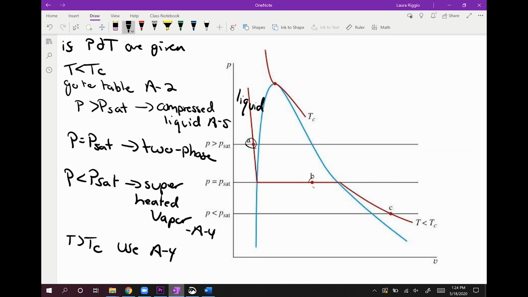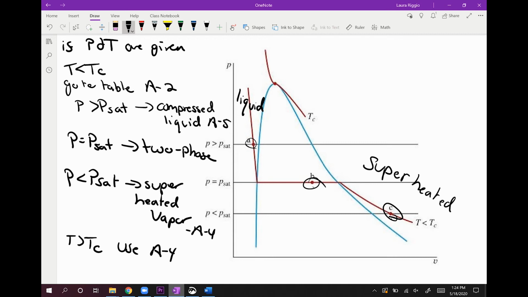At point B, my pressure is equal to my saturation pressure, so I'm within the two-phase liquid vapor dome. And at point C, I'm at a pressure lower than my saturation pressure, so I am in the superheated region.